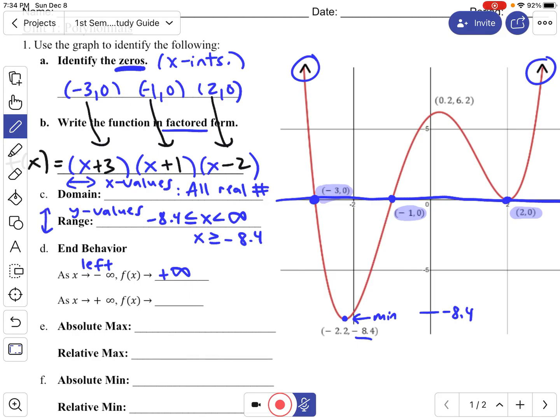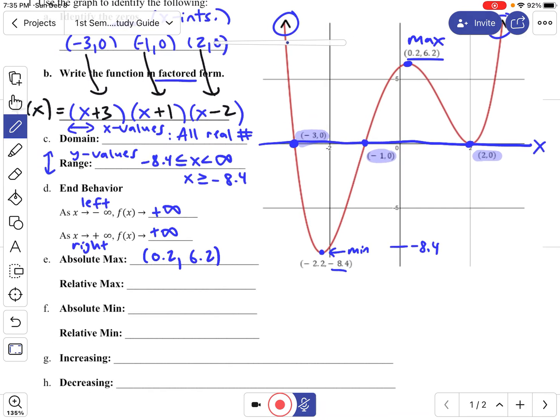And then this is the right side. f of x is going to positive infinity. That's the right arrow. And the right arrow is also going up. So f of x here would also be positive infinity. So there's a maximum right here. This would be the max. And so that would be 0.2, 6.2.